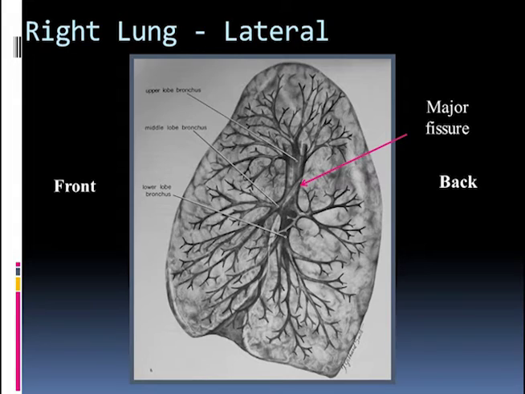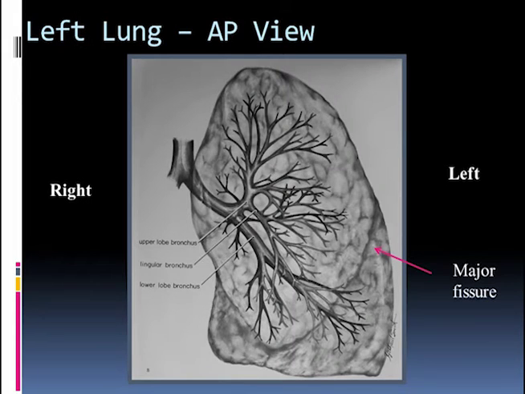You can see the major fissure sort of trailing up through there. We don't really see much of the minor fissure on this view. The upper lobe bronchus we can see coming off, giving off a posterior segment, anterior segment, and superior segment bronchi. The middle lobe is coming off, and you can see it's giving a medial and lateral segment. And the lower lobe bronchus, the superior segment, is the highest one, and then the 4 basal segments, which we can see outlined here in the lower lobe.